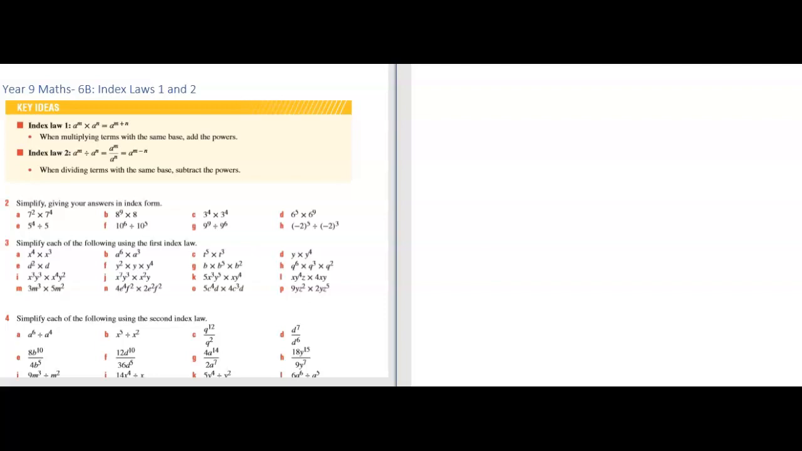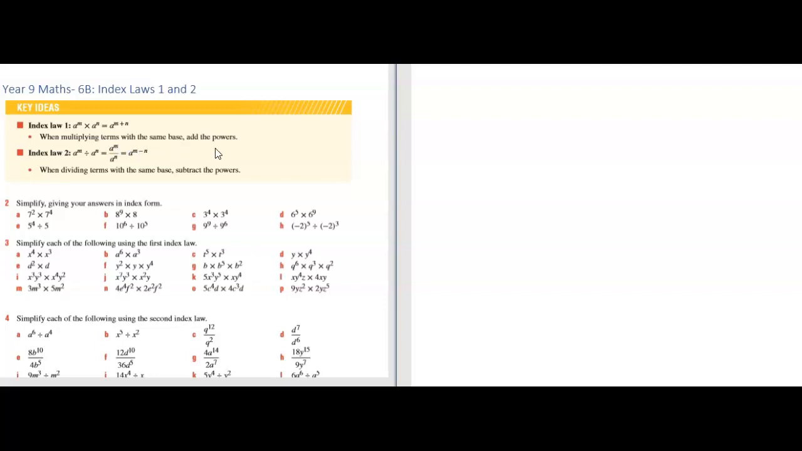So let's look at index law 1, first of all. When the bases are the same, so you can see here we have the base A, and it can be a letter or a number. When you're multiplying by the same bases, your powers are added. So we keep the base the same, but we add our powers. So we're multiplying terms with the same base, add the powers.